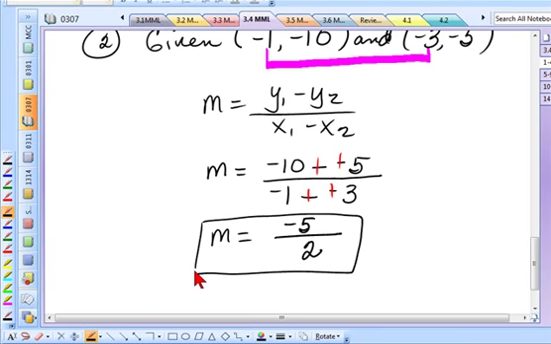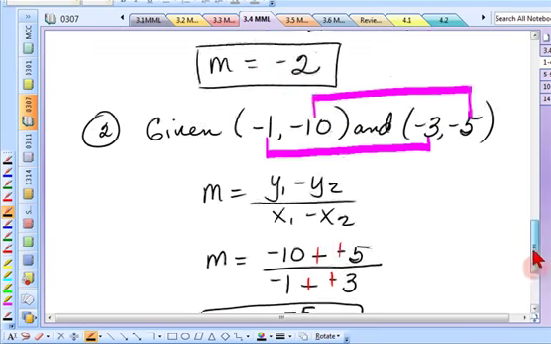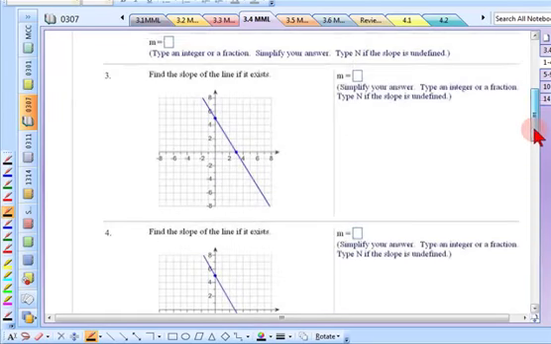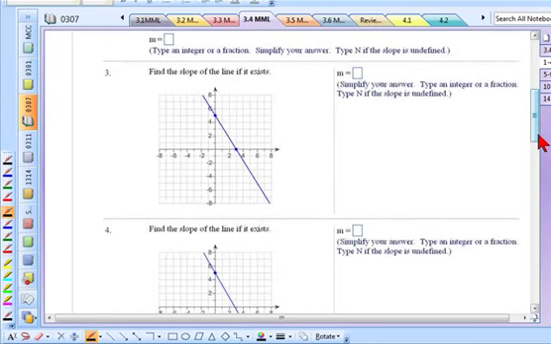All right, let's look at number 3. Now number 3, I'm going to stay up here on the picture. I'm going to need it. In class I've blown up the picture just about as large as I can. The question's not showing, so I'll read the question. It says, find the slope of the line if it exists. Makes you wonder, could it not exist? We will talk about that.